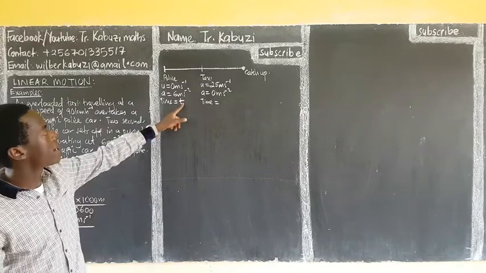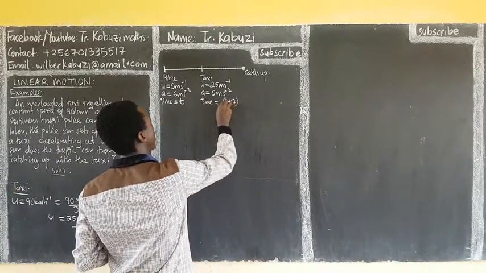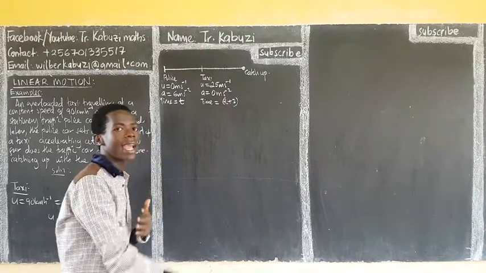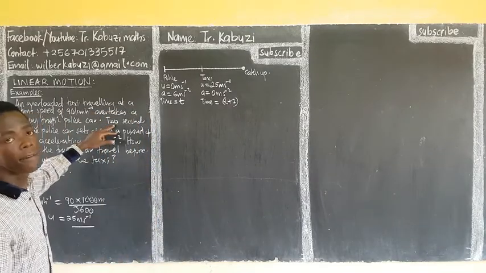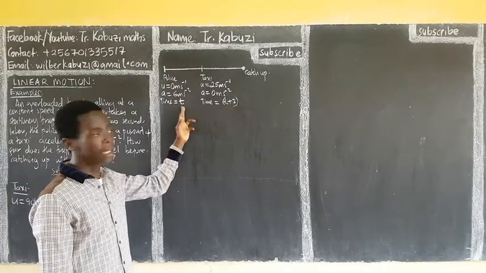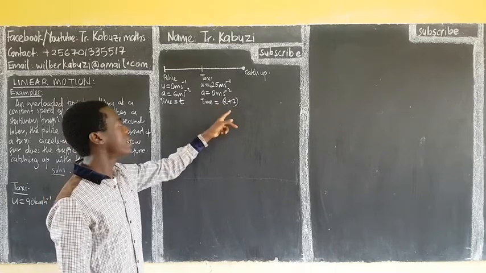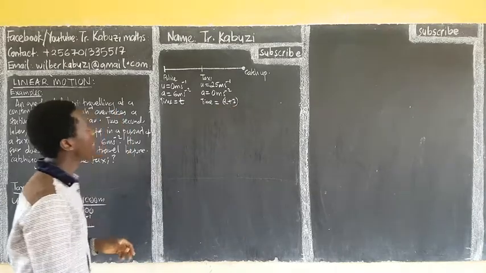So if this one is t, then this one is going to be t plus 2. Why? Because this one is 2 seconds ahead. Because this one came from rest after 2 seconds. That's why if this is t, then this is t minus 2. Here, if this is t, then this is t plus 2. This one should be 2 seconds ahead.